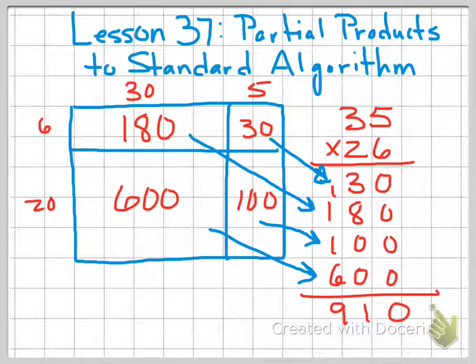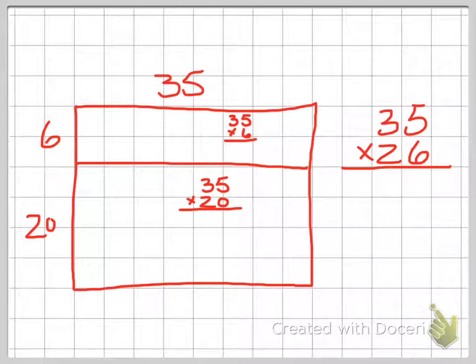Now let's set it up using the standard algorithm. Okay, so when I'm using the standard algorithm, I'm going to think of 35 as a whole, but I'm still going to break up the 26 into 6 ones and 2 tens. So I'm going to look at my multiplication problem set up vertically on the right here, and I'm going to first look at it and address the multiplication as 6 times 35.